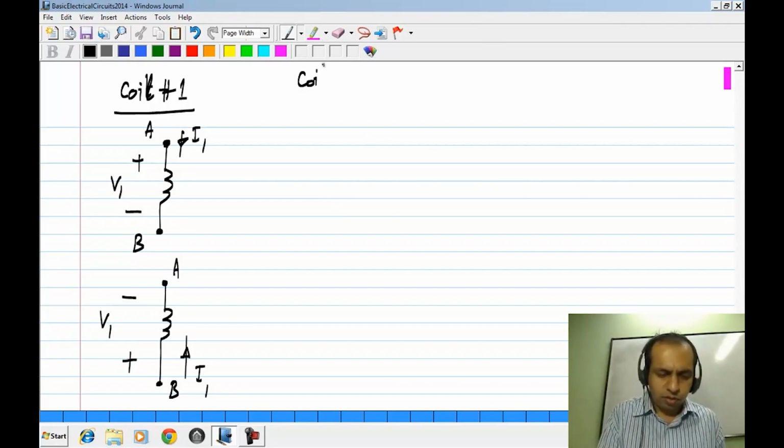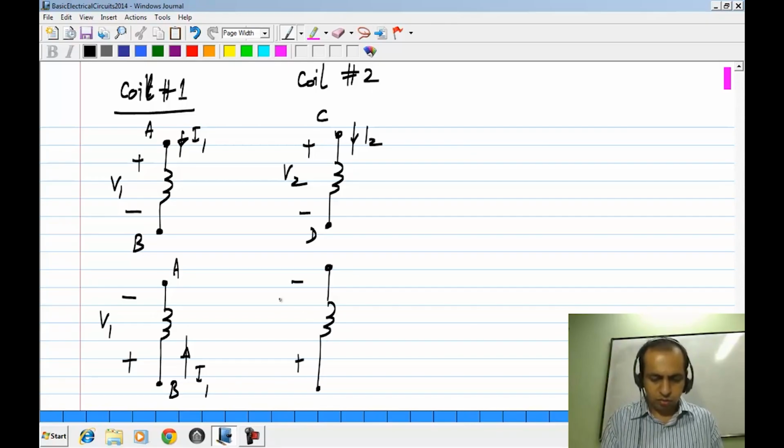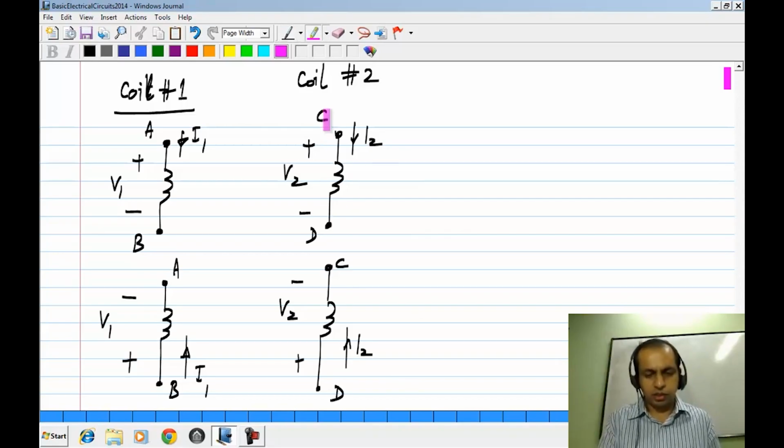Now, when I have coil number 2, again I have the same 2 possibilities. I have C and D, and I can take V2 this way and I2 this way, or V2 in this direction and I2 in that direction. That is, I can consider C to be the positive terminal for defining the voltage, or D to be the positive terminal for defining the voltage.